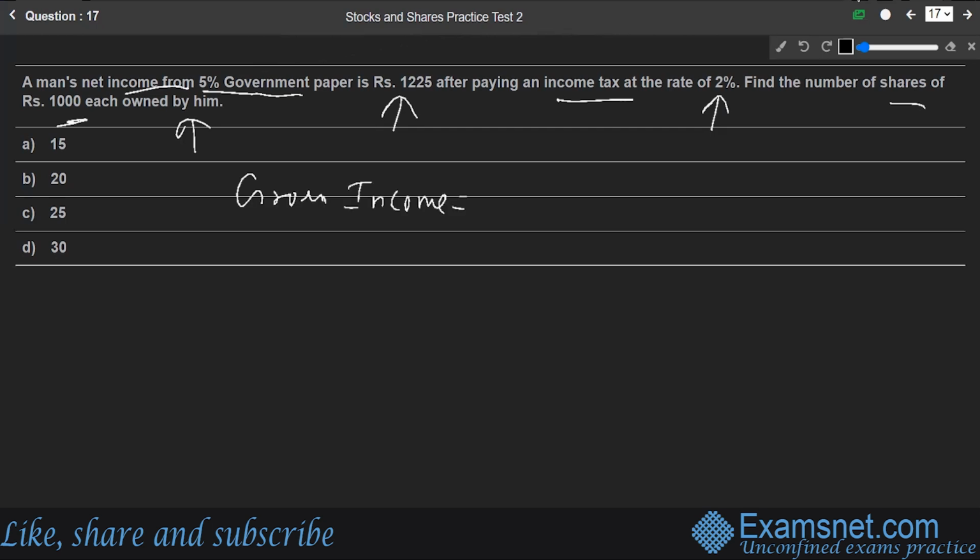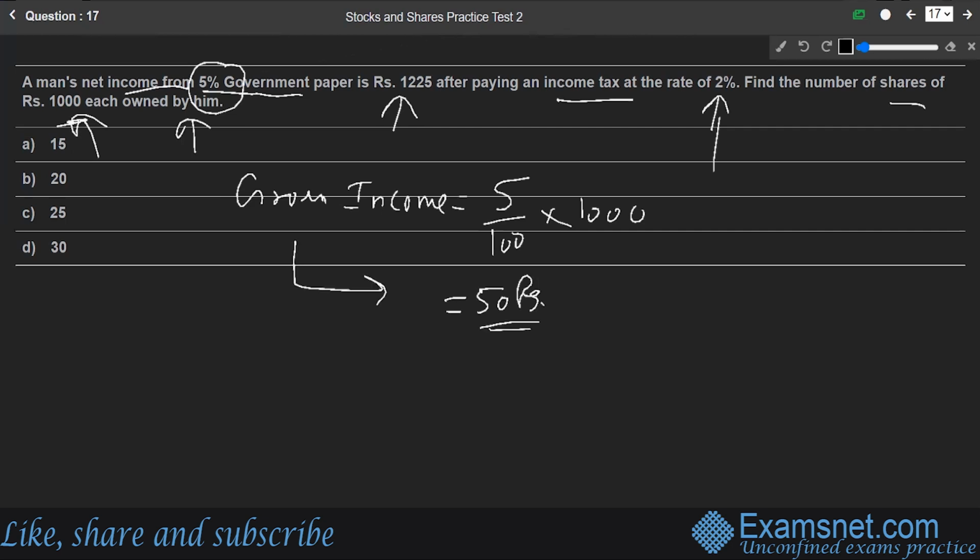Gross income is this, they say 5% government paper. That means the stock is available at 5%, and how much has he invested? 1000 rupees. So he'll be getting a dividend of 5% of 1000. So that is nothing but 5 by 100 into 1000. So this is what he is getting inclusive of the income tax. That is nothing but 50 rupees. So 50 rupees is the gross income that he's receiving, but he has to pay a tax of 2% also.